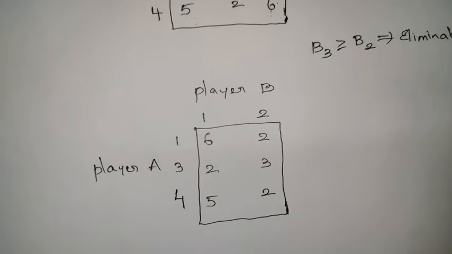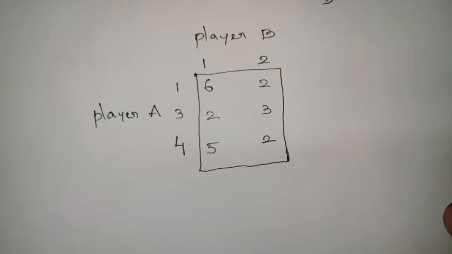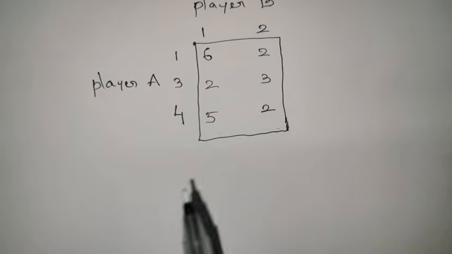Right. Next, in order to solve it by the algebraic method, we need to convert it into 2 by 2. Until 2 by 2 we need to do so. Now here it is a 3 by 2 matrix. We need to eliminate one more row. So now check the row dominance.